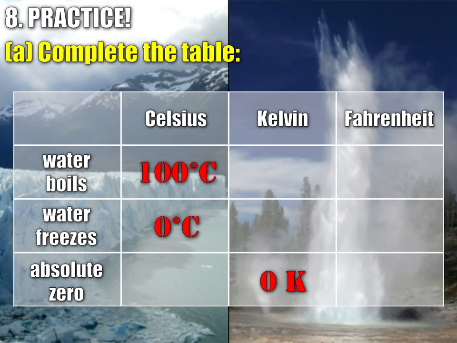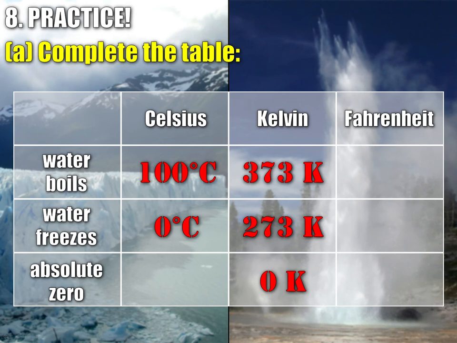Okay, next, we know the difference between Celsius and Kelvin is always 273. To go from Celsius into Kelvin, we need to add 273. So 100 plus 273 gives us 373. 0 plus 273 gives us 273. And to go from Kelvin back to Celsius, we need to subtract 273, so we get negative 273 degrees Celsius. So notice that all we really needed to remember was 0, 100, and 273. And then we can figure out the rest.